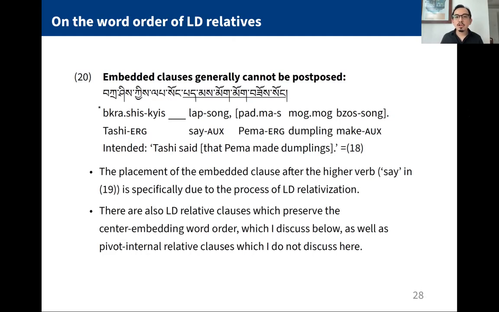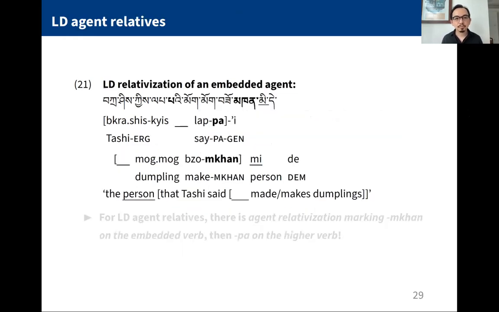There are also long distance relatives that preserve the center embedding word order, which I'll introduce in a moment, as well as pivot internal relative clauses, which in the interest of time, I won't be presenting here. Let's look at different types of long distance relatives now. We've seen a long distance theme relative. Let's go to the long distance relative of an embedded agent.